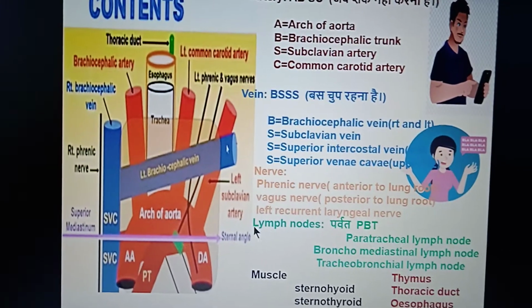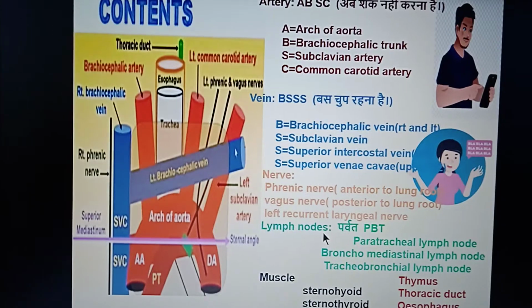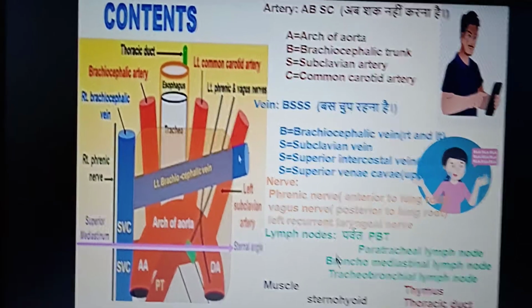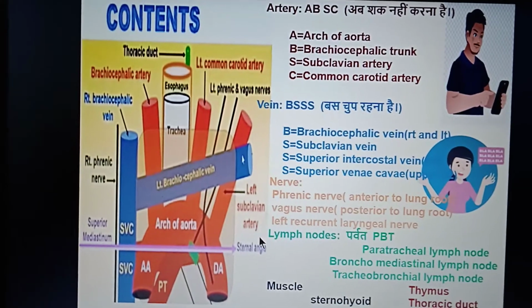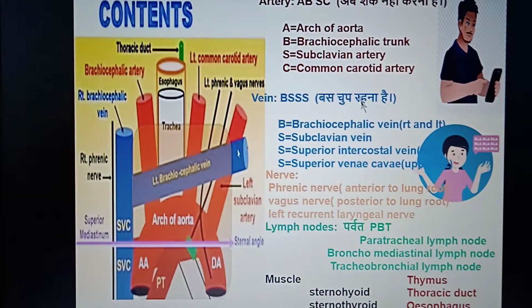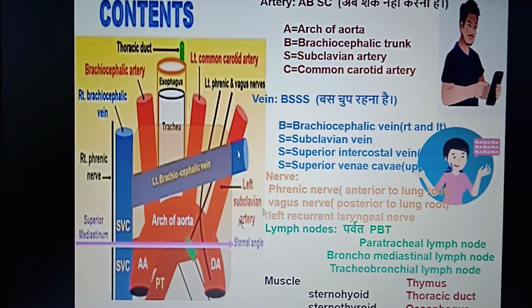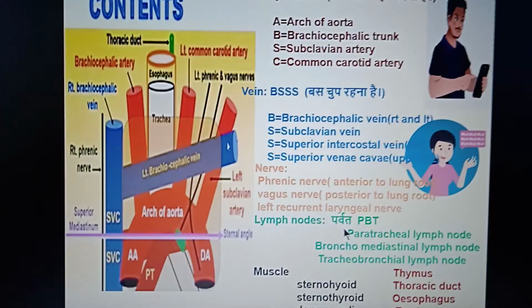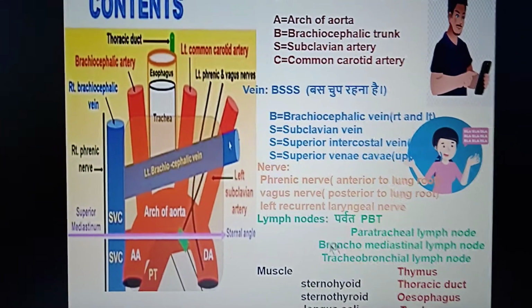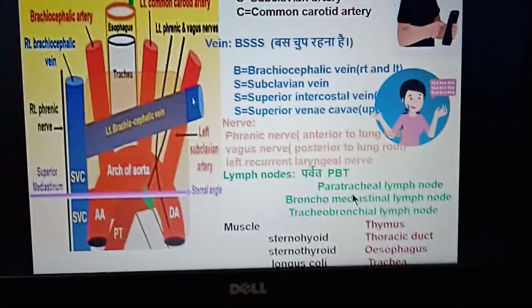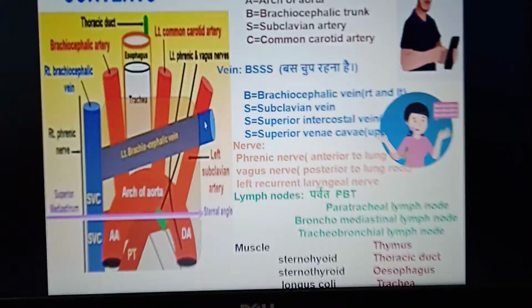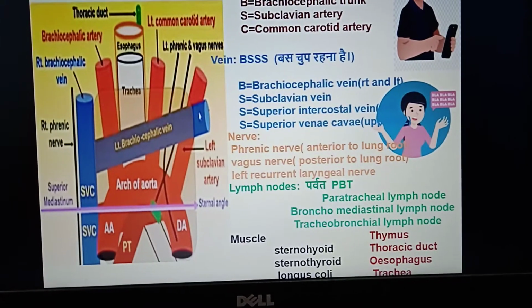And now come to the lock, which gives immunity, comparable to the lymph node. And a very big lock. They used to keep a very big lock on the door, the size of a mountain, PBT: paratracheal, bronchomediastinal and tracheobronchial lymph nodes.